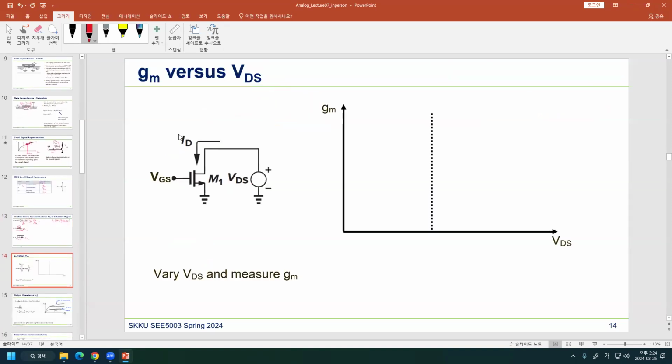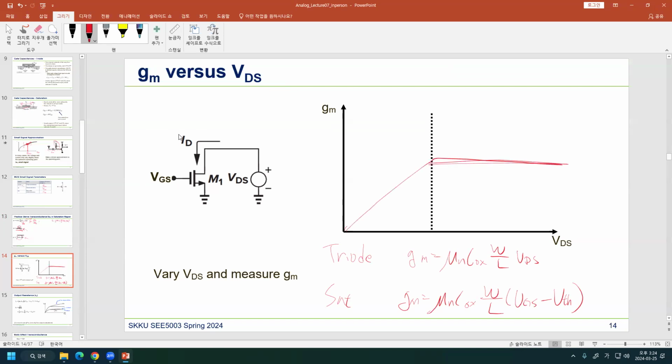Here is GM versus VDS. We have an equation here in triode, and in saturation GM is mu n COX W/L times (VGS minus VTH). So it's basically like here, and this part is VGS minus VTH. Here is saturation, and here is triode, which is the linear region.